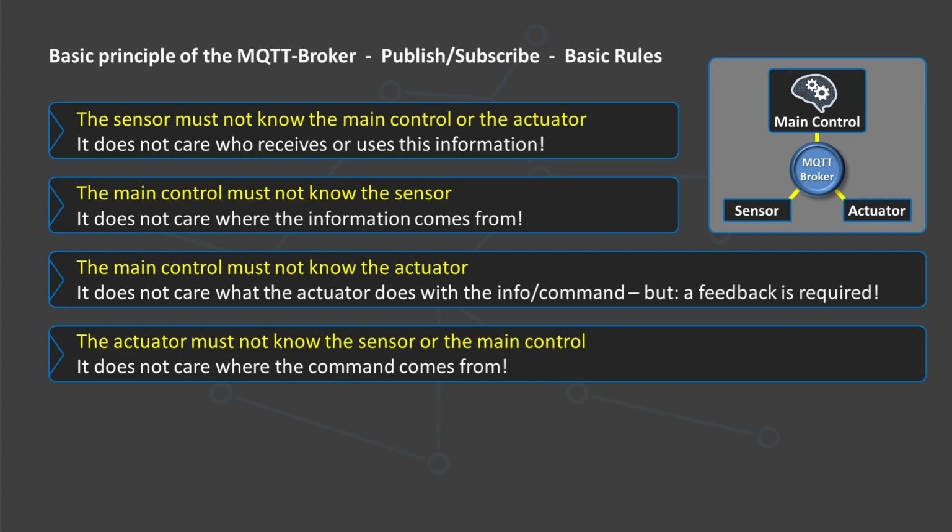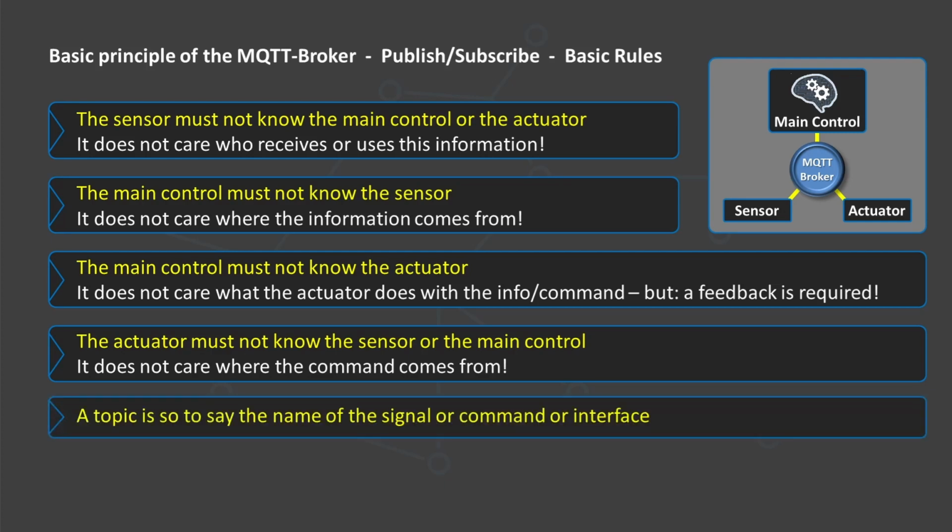The signals or commands or messages on MQTT are sent as payload within topics. A topic is, so to say, the name of the signal or command or interface. The payload is the content of the message, which can be a number, a value, a string, a text, JSON formatted content, and so on.